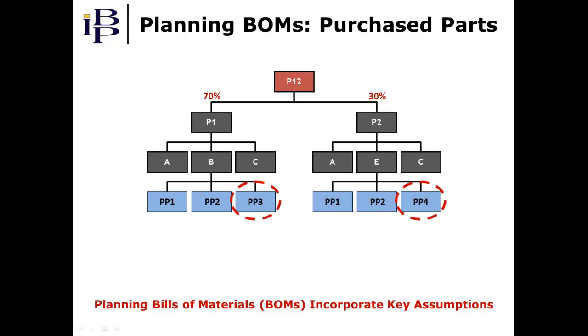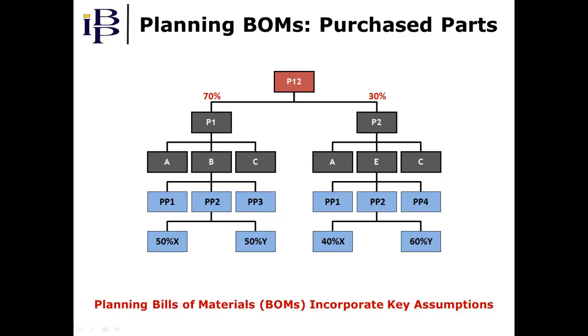Planning bills of materials can also be used for purchase parts. On the screen, you'll see the components B and E are comprised of the same purchase parts, except that B uses purchase part 3, while E uses purchase part 4. At the next level down, we see that purchase part 2 is supplied by 2 different vendors, X and Y. The only difference between product 1 and product 2 is that the amount supplied by vendors X and Y is different, as denoted by the boxes on the bottom row. For product 1, it's a 50-50 split, while for product 2, it's a 40-60 split.